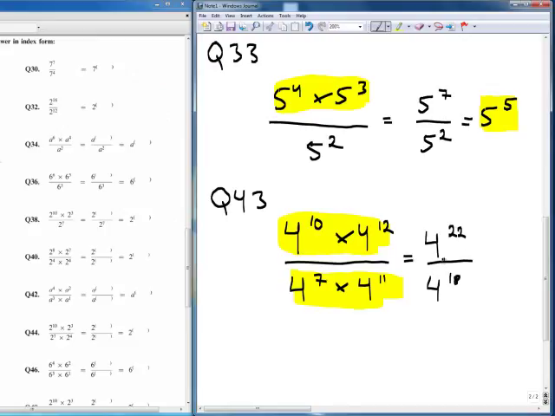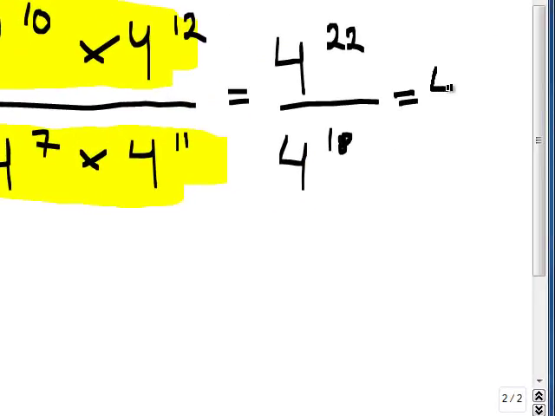Now it's division. This is 4, and when it's division, it's this number minus this number. 22 minus 18 is 4. And here is the answer in index form.